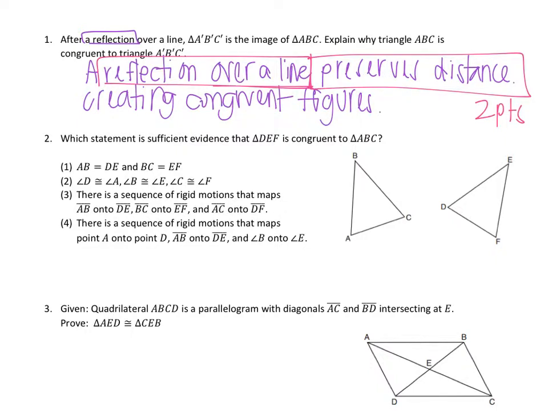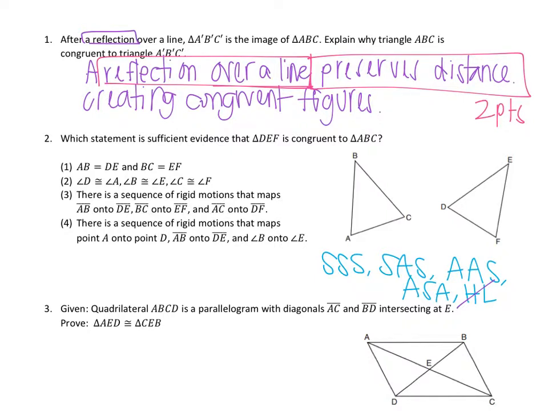Number 2 says, which statement is sufficient evidence that triangle DEF is congruent to triangle ABC? Remember, our options include side-side-side, side-angle-side, angle-side-angle, and HL. But clearly these are not right triangles, so I'm just going to cross HL off of the bunch here.